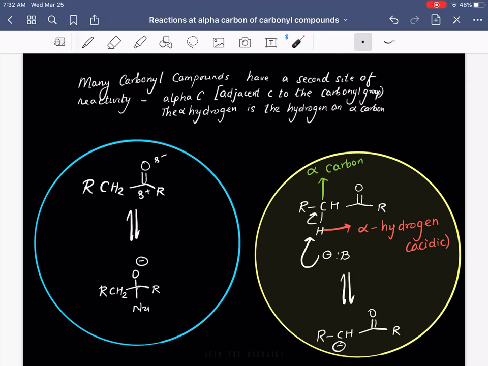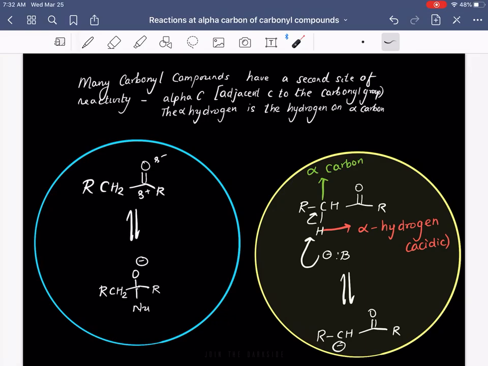To analyze this, we know that the structure of the carbonyl compound has an electropositive carbon, which is right here, and an electronegative oxygen. When a nucleophile comes and attacks the carbon, it's going to push these electrons onto oxygen, giving rise to the tetrahedral intermediate. This is what we have seen in the previous chapter.